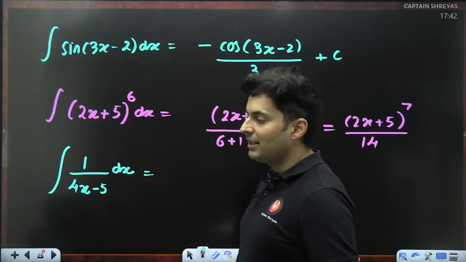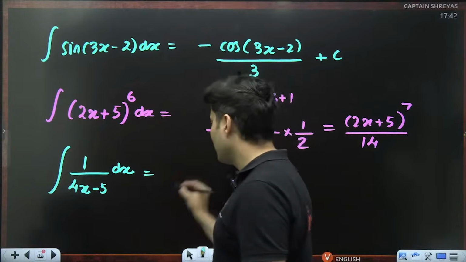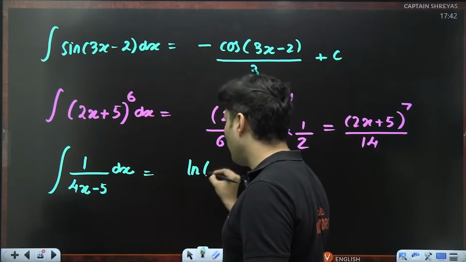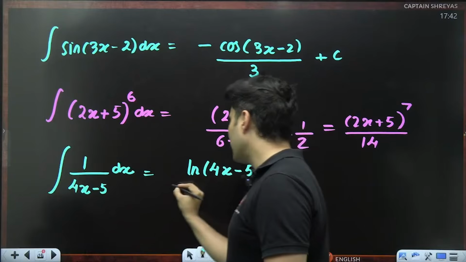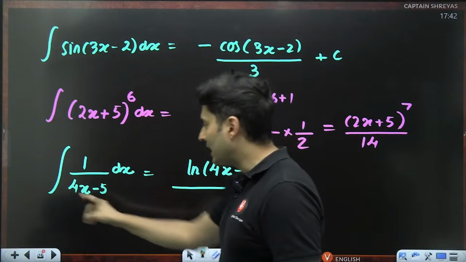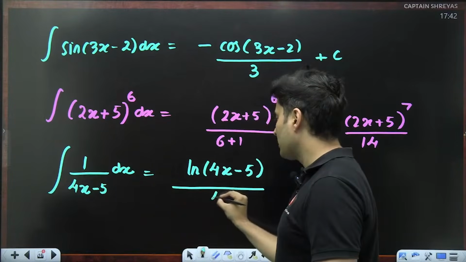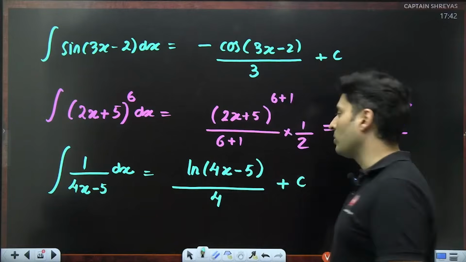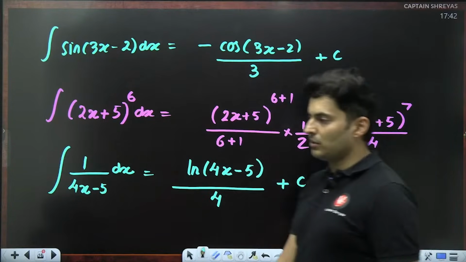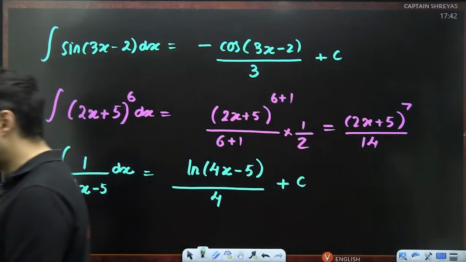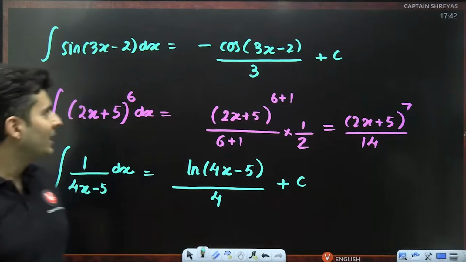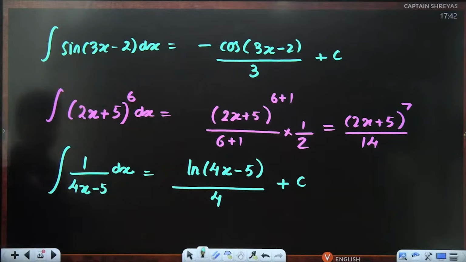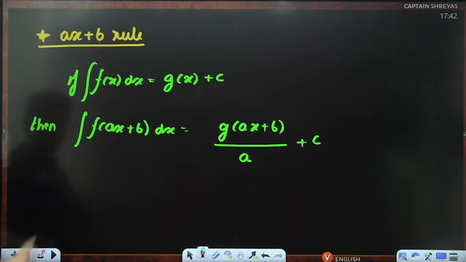What is 1 by x's integration? It is log of x. Hence the answer to this will be log of x, but that x itself is 4x minus 5, and the whole thing divided by the x's multiplying factor, which is 4, and then put plus c over here. That is the answer to this particular question. Is that clear, everyone? Amazing. So this is your ax + b rule.